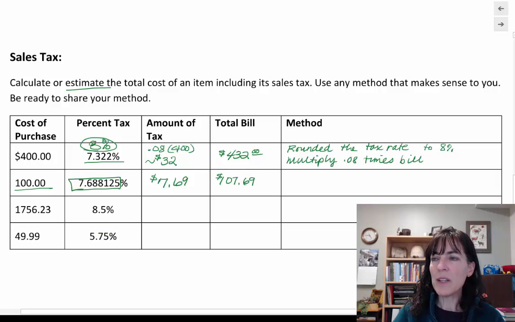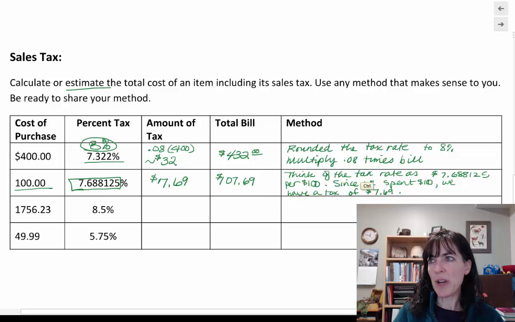And on this one, I'll write out what we did. So think of the tax rate as $7.688125 per $100 spent. And since we spent exactly $100, we would have a tax of $7.69.